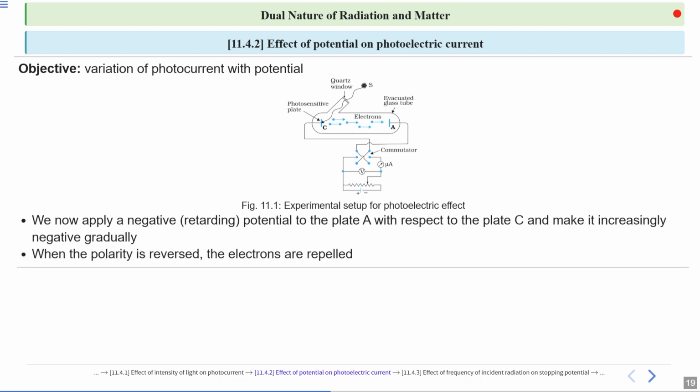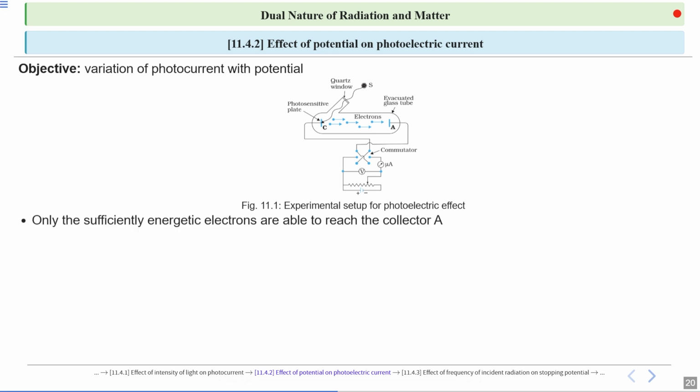This shows us that the applied potential directly affects how many electrons can reach the collector plate. If we reverse the polarity, making plate A even more negative, the electrons are now repelled instead of attracted. This means only the most energetic electrons can reach plate A, and eventually the current drops to zero. This demonstrates that the direction and magnitude of the applied voltage control the flow of electrons in the photoelectric effect.